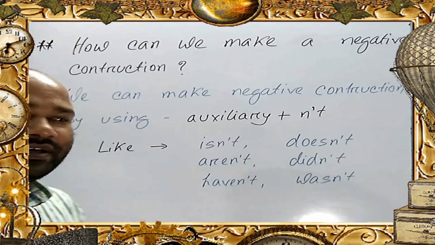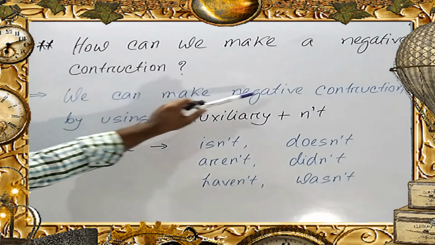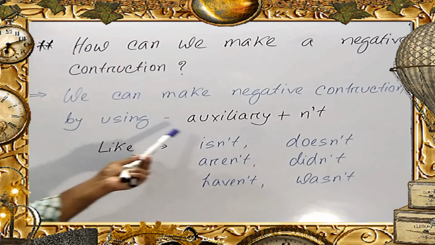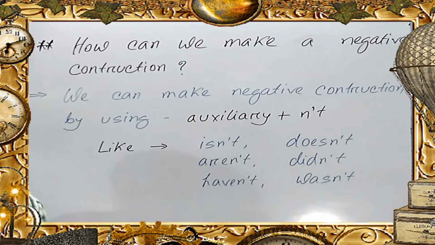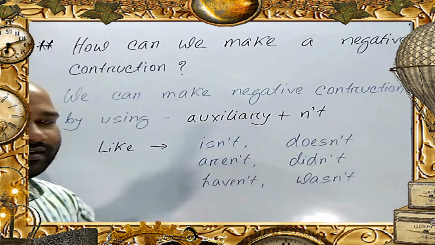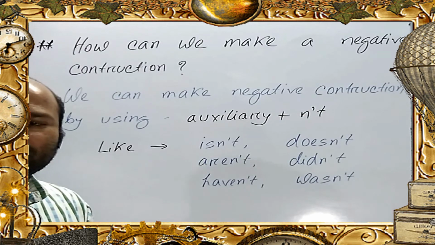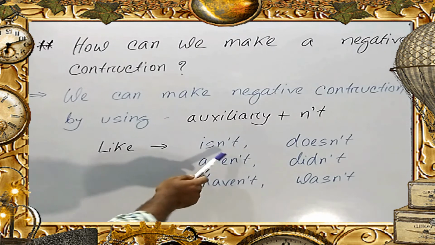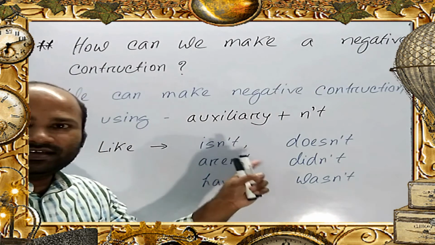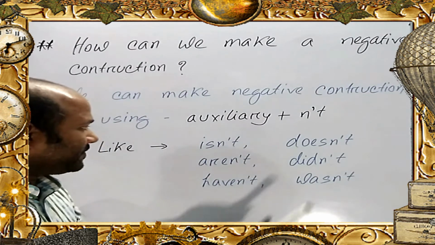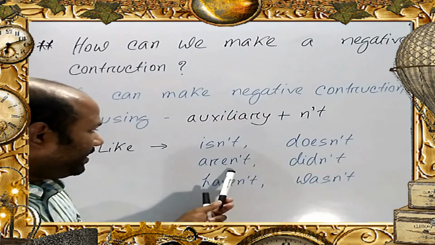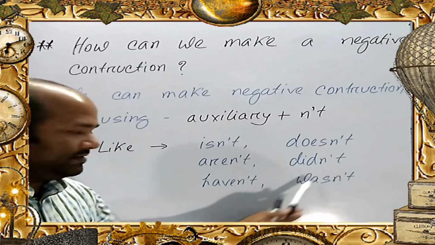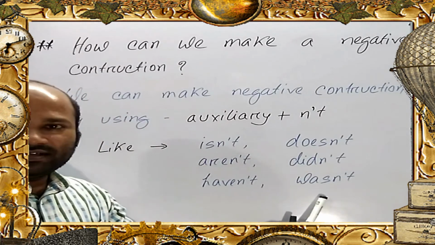So how can we make it? We can make negative contraction by using auxiliary plus n't. If the statement is affirmative, you have to use auxiliary plus n't to make the contraction of the negative. Some forms like isn't, doesn't, aren't, didn't, haven't, wasn't.